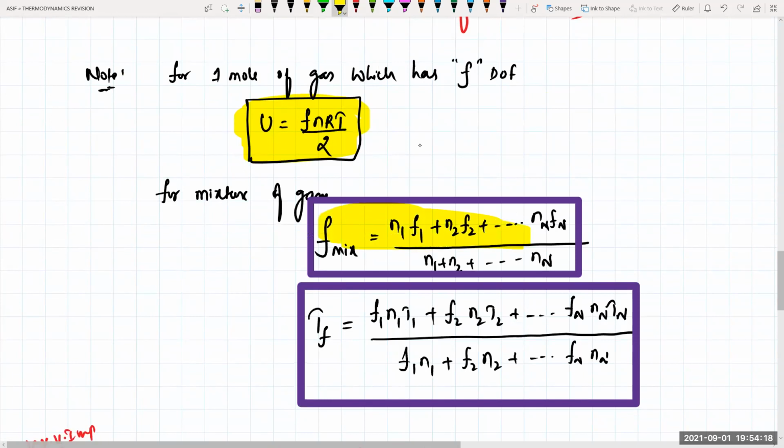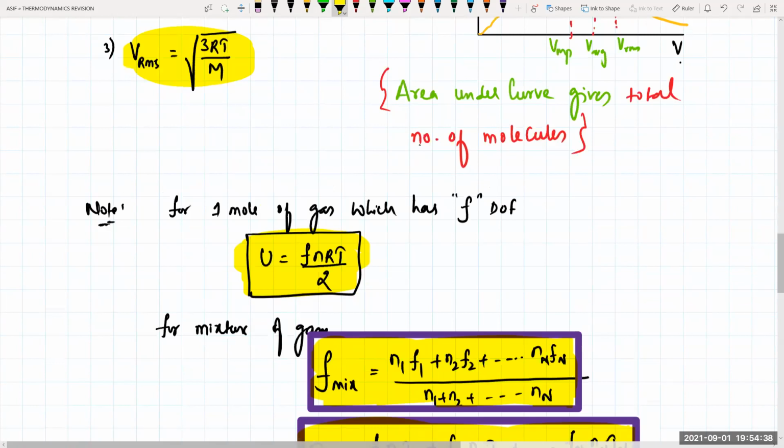And for a mixture of gases, the degree of freedom can be represented by this formula, and this can be remembered only by practice. You need to write it in your book many times and practice, then only you will be able to recollect it in your examination hall. Otherwise it will be very hard to remember in the final examination. While writing it is easy, but while recollecting it becomes a little bit of a problem.